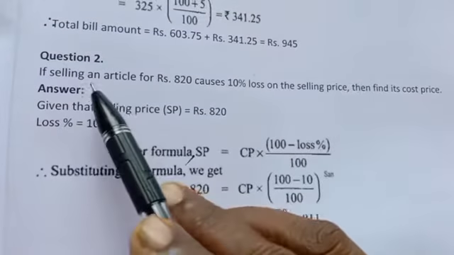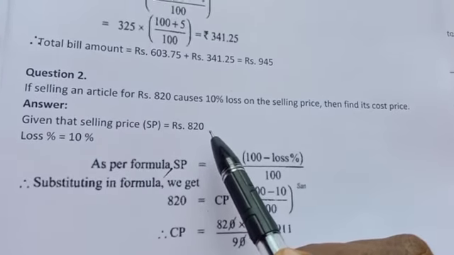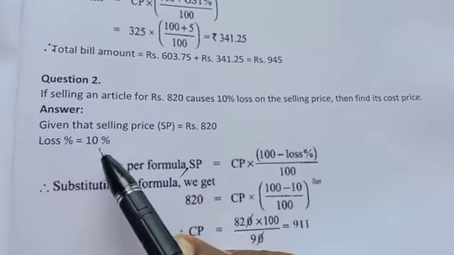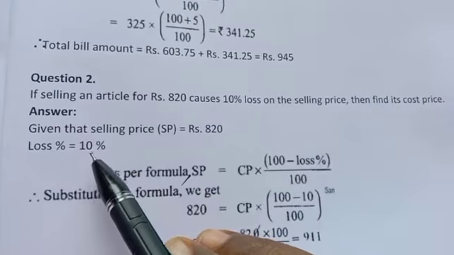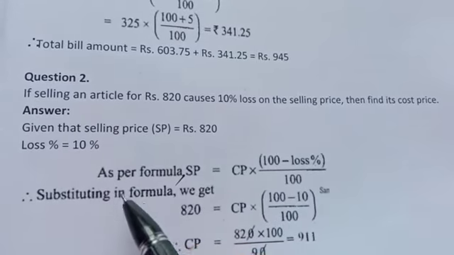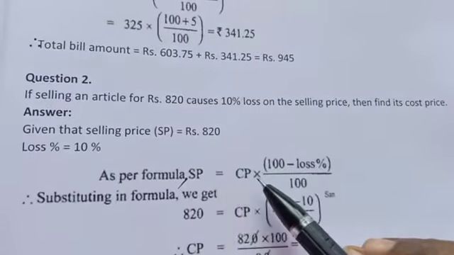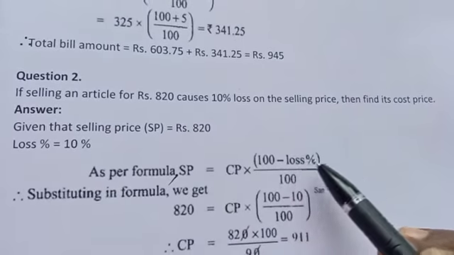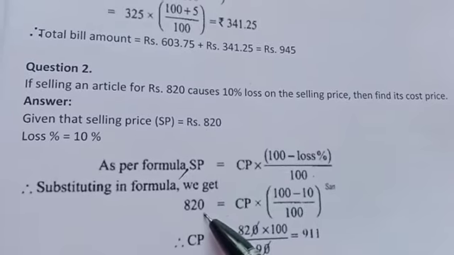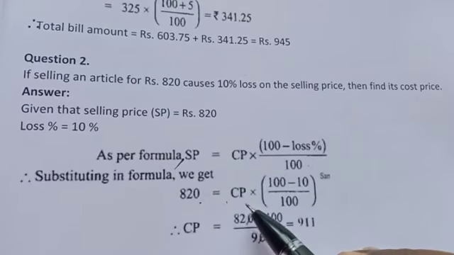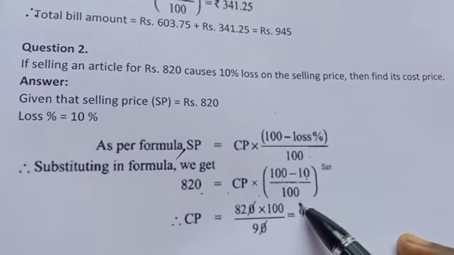Listen students, what is given in the question? SP. SP is equal to rupees 820. Also given, loss percentage is equal to 10%. For SP and loss percentage given, what is the formula? SP is equal to CP into 100 minus loss percentage by 100. Yes, SP is given: 820 is equal to CP into 100 minus loss percentage, 10, by 100.